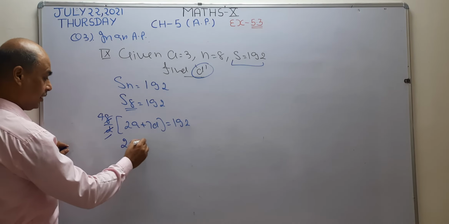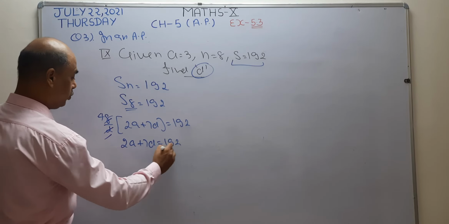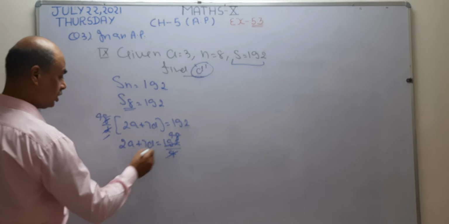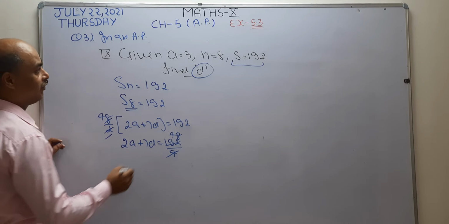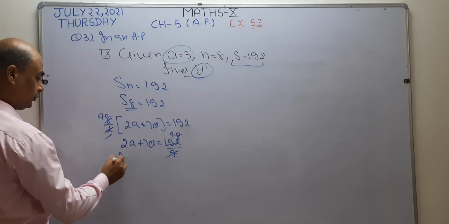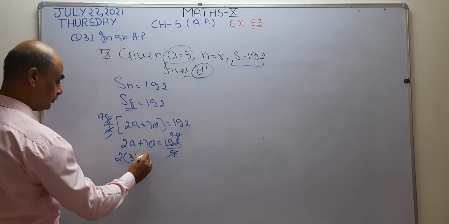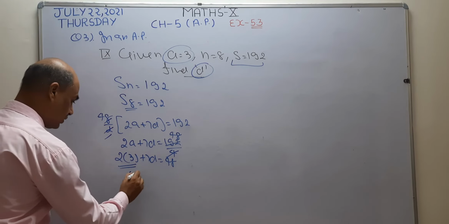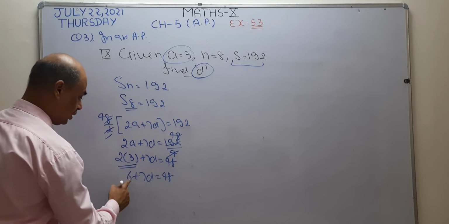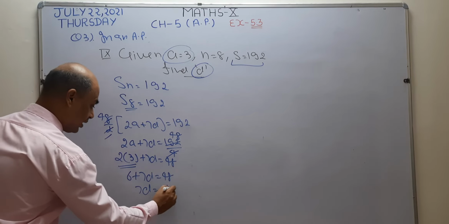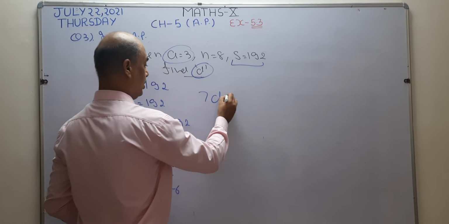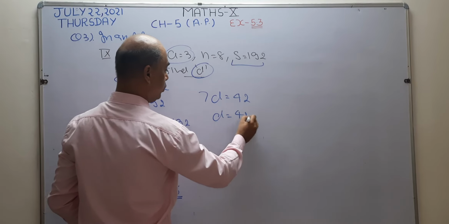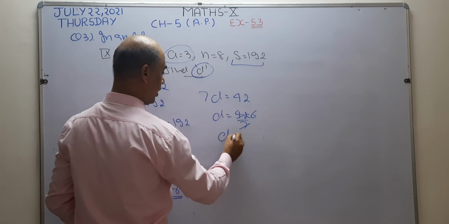So this becomes 2a plus 7d equal to 192 by 4. Now 4 4s are 16. What is left? 3. 4 8s are 32. So this becomes equal to 48. Now in this question the value of a is also given. Can I use a as 3? So 2 3s are 6. So 6 plus 7d equal to 48. Now the value of 7d becomes 48 minus 6. So 7d is equal to 42. So the value of d becomes 42 by 7. 7 6s are 42. So the value of d becomes 6.